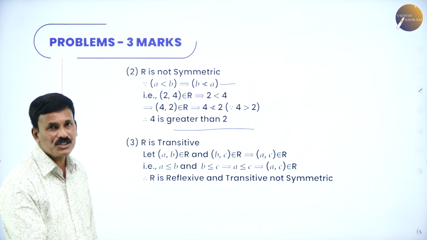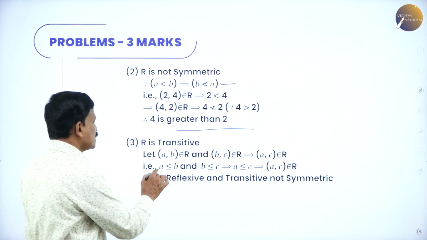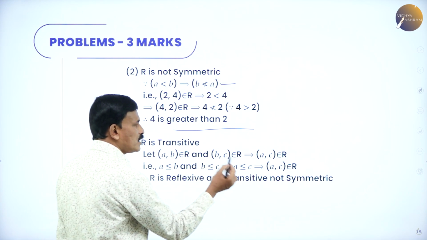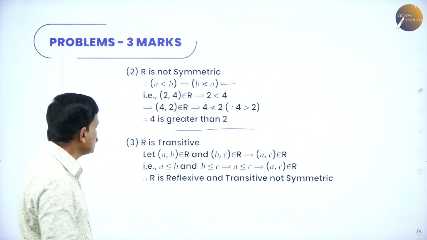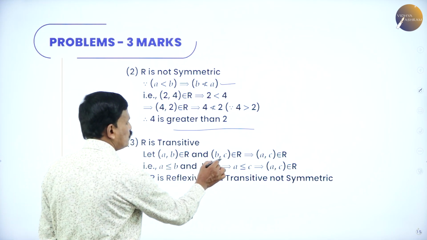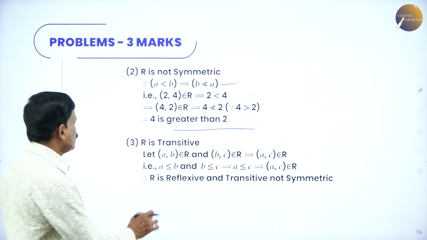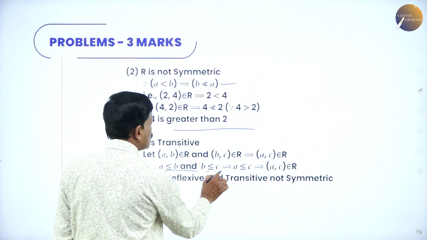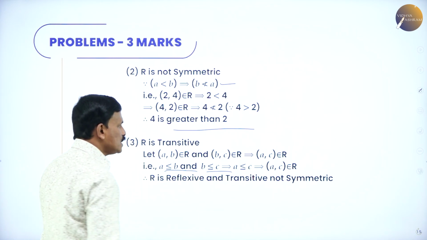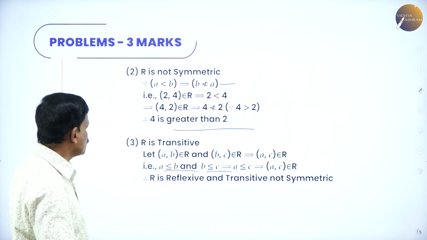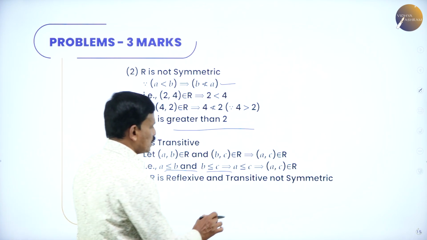Let us come to the transitive. If A is less than or equal to B and B is less than or equal to C, definitely A is less than or equal to C. That is, if (A, B) belongs to R and (B, C) belongs to R, then (A, C) also belongs to R. So therefore R is reflexive and transitive, not symmetric.